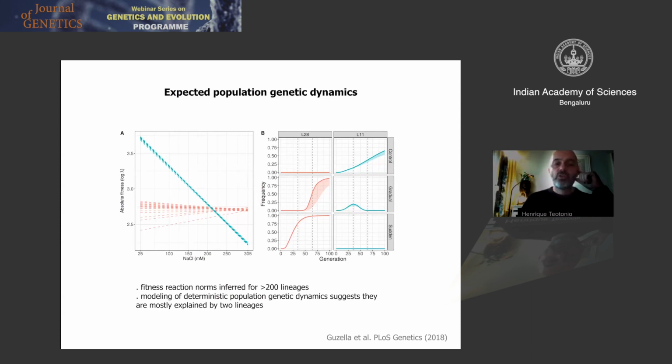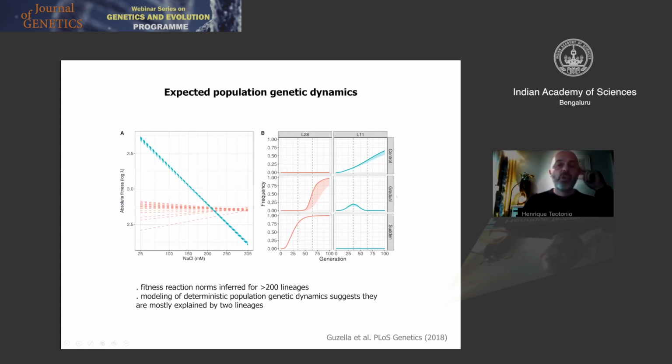And here on the left plot, I'm showing just 2 of these inferred lineages and their fitness reaction norms, and on the right plots, the expected frequency dynamics of these two lineages. In particular, what we find is that under a sudden environmental change, we expect that this lineage called L28 would quickly sweep through the population, and by generation 100 or so would go close to fixation.